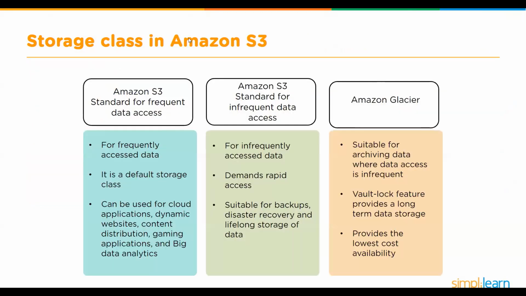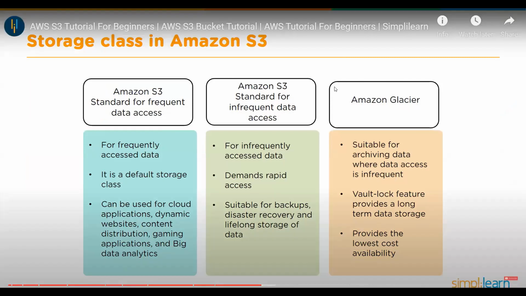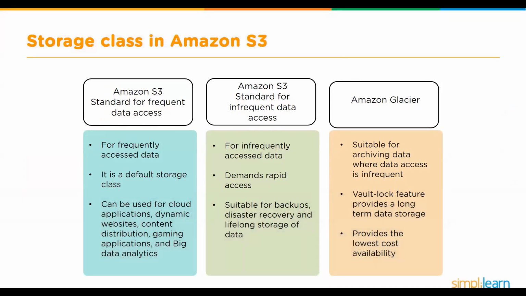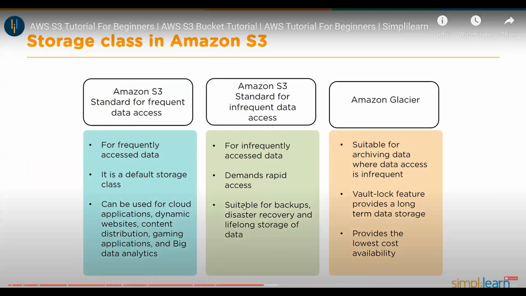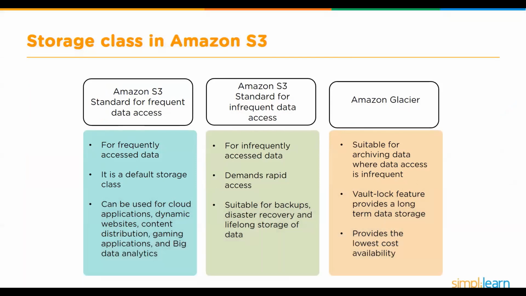All right, let's summarize everything that we learned about different storage options in S3. So S3 Standard is for frequently accessed data. It's the default storage. If you don't mention anything, the data gets stored in S3 Standard. It can be used for cloud applications, content distribution, gaming applications, big data analytics, dynamic websites. They are a very good use case for S3 Standard frequently accessed data.